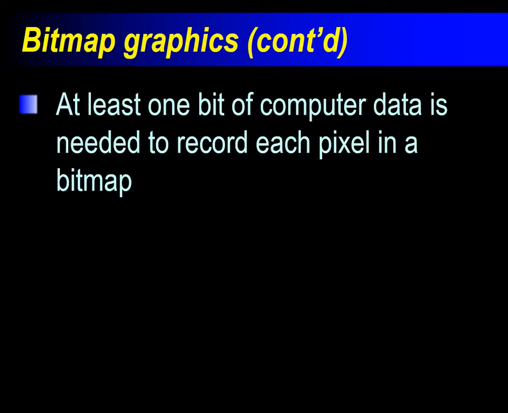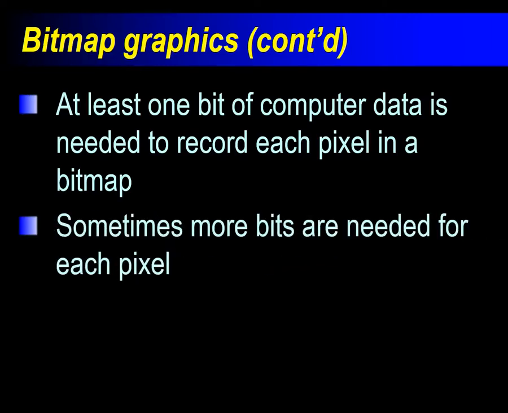So at its simplest level, you'd need 1 bit per square, 1 or 0. And you could represent those as colors like black and white. Okay? So if you had a 10 by 10 grid filled with 1s and 0s, you could represent a black and white image in that map. Okay? Sometimes we're going to need more bits than that, though.